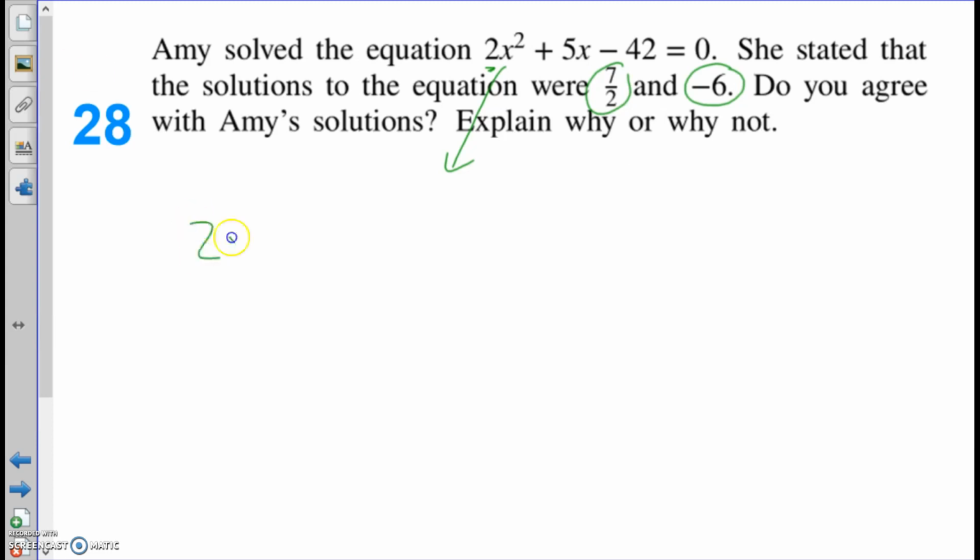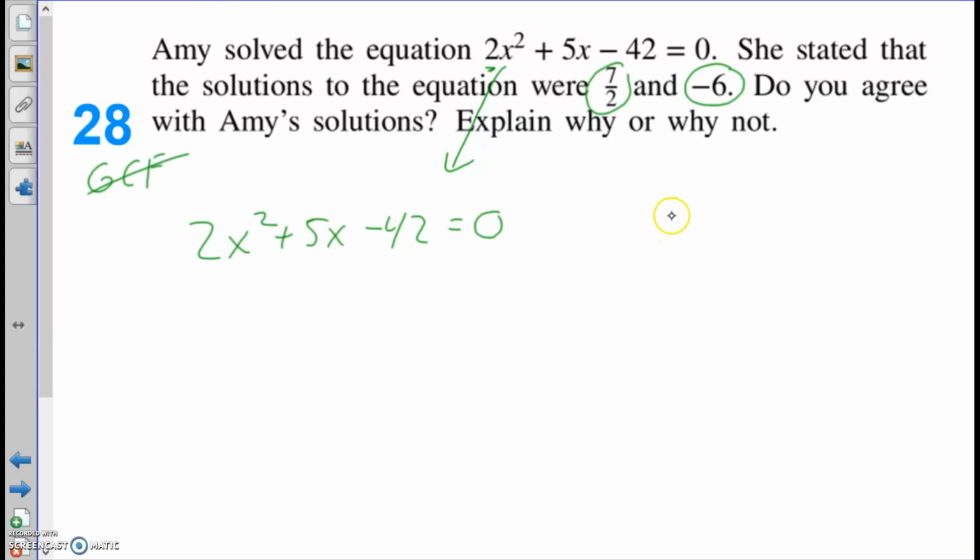But let's see. So 2x squared plus 5x minus 42. With all factoring methods, the first thing we look for is a GCF. Is there a greatest common factor in here? No. So then we see it's a trinomial, but we can't do basic trinomial factoring because of the presence of the 2 in front of the x squared. So we have to do what I call AC trinomial factoring, or AC factor by grouping.